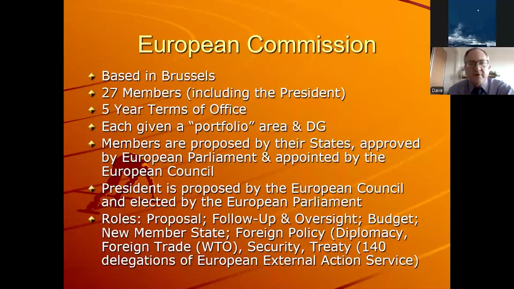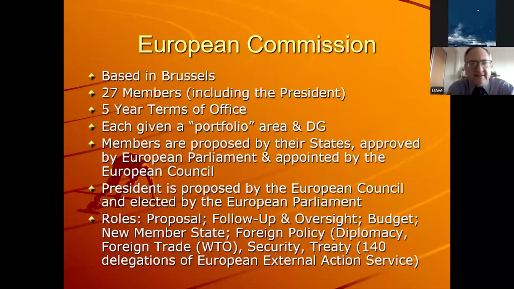Now, each of these commissioners is given a portfolio area and a DG. What does it mean? Well, you have the president as a portfolio area. That's the role of one of the commissioners, the president. And I think you know who she is, Mrs. von der Leyen. Yeah, Mrs. von der Leyen is currently a commissioner, but she's also the president of the commission. So her portfolio area is the presidency. We'll talk more about what she does with that.